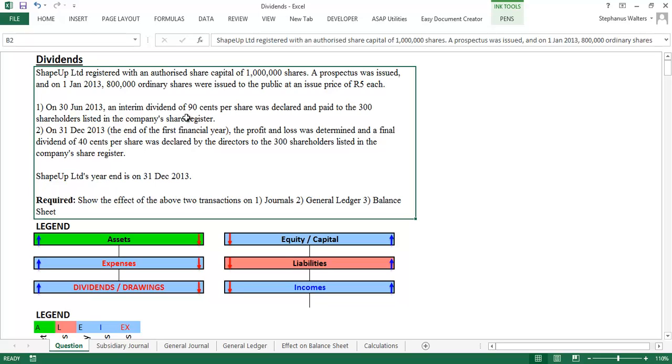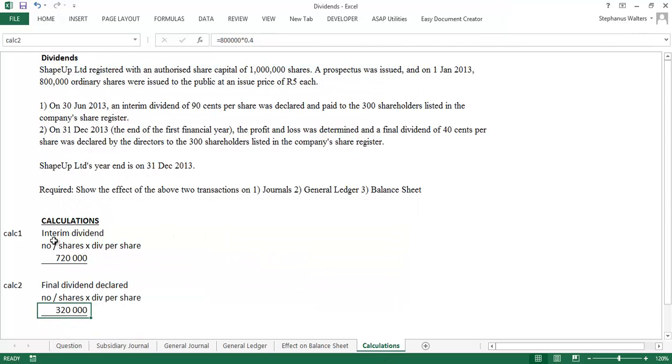So firstly, how are we going to calculate the interim dividends paid? Let's look at our calculation for that. We're simply going to take the number of shares and multiply by the dividends per share. So our interim dividends was 90 cents per share. There's 800,000 shares in issue. So we're going to say 800,000 times the 90 cents, that's 0.9 rands. And that's going to give me 720,000 rand.